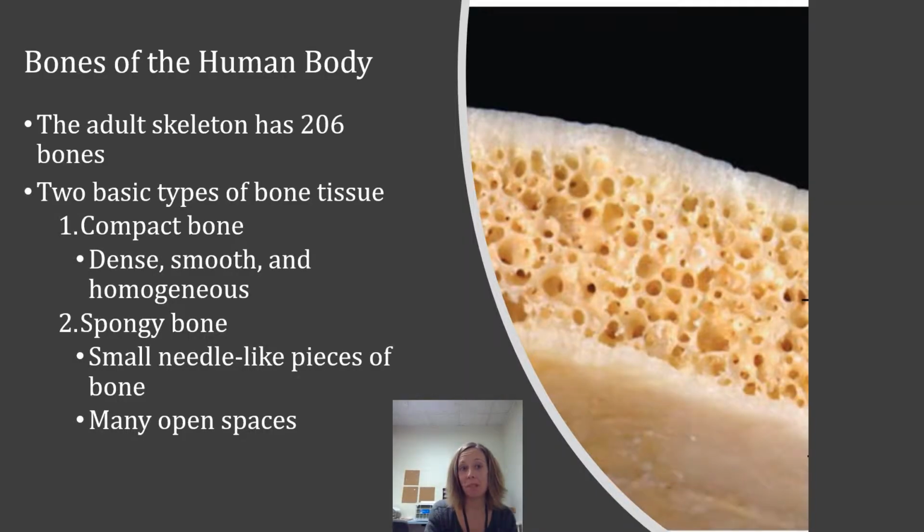Next is the bones of the body. In a human adult skeleton, we have 206 bones. There are 2 different types of bone tissue that you can have. You can have compact bone, let me write on this so that you can see it, which is actually this bone right here, that hard outside layer. That's compact bone. That's what we looked at when we looked under the microscope at bone tissue.